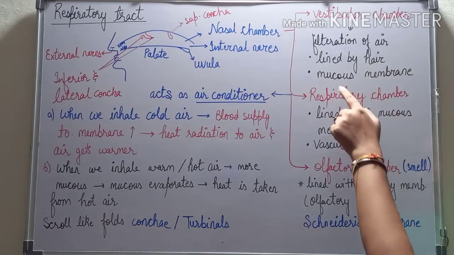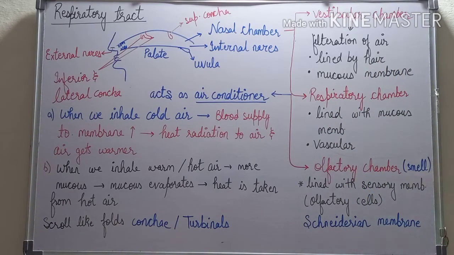So this is the feature of the vestibular chamber. It is lined by hair. It also has a mucous membrane. So the mucous membrane along with the lining of hair helps in filtration of air. How does it filter? Basically, when we breathe in air, a lot of dust particles enter through our nose. So this vestibular chamber basically helps in blocking the dust particles and allowing only the pure air to go inside our body. So this is the vestibular chamber.